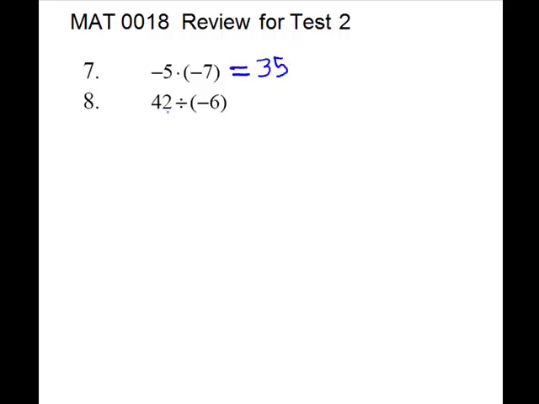So next, number 8. 42 divided by negative 6. We'll do the division. 6 into 42 goes 7. For my signs, I only have one negative. That's odd, so this one will be negative.